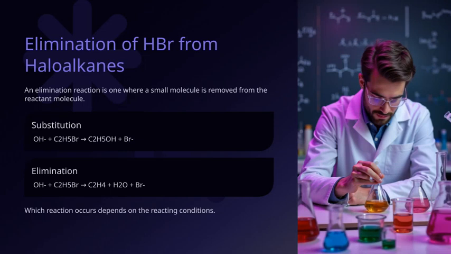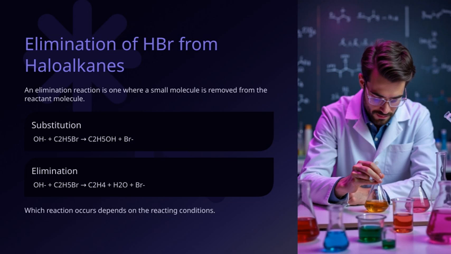So, which reaction occurs really depends on the conditions we have. For example, when we have hydroxide ions, OH⁻, reacting with bromoethane, C2H5Br, we can get different outcomes. One possibility is elimination, where a small molecule is removed from the reactant. In this case, we get C2H4, water, and bromide ions.